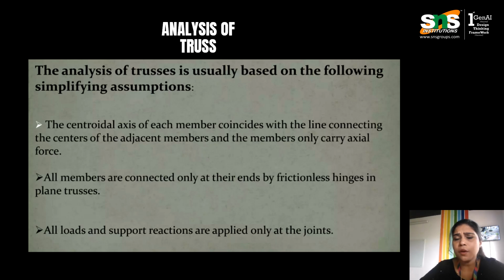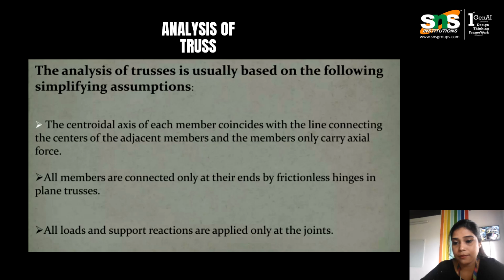So as you all know, the truss itself has a centroidal axis, so each member's centroidal axis coincides with the line connecting the centers of the adjacent members, and the members only carry the axial force. This is the primary and very important assumption that can simplify the stress analysis. We all know that each member holds some centroidal axis. That centroidal axis should coincide with the line connecting the adjacent members, and that member will carry the axial forces.